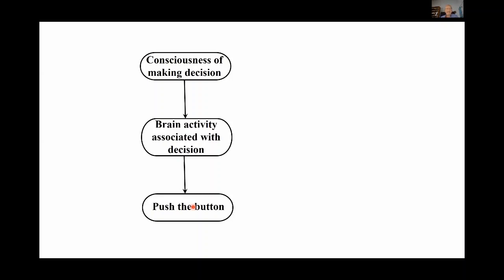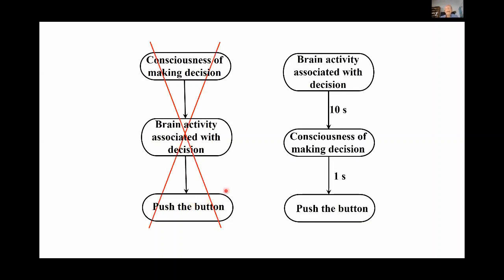But from the fMRI signal, the researchers could predict in about 70% of the time and up to 10 seconds before the decision time, which button was going to be pressed. That is, brain activity associated with a decision could be predicted from the fMRI image with 70% accuracy up to about 10 seconds before the subject was conscious of making the decision. And then 1 second afterwards, there is a push of the button.